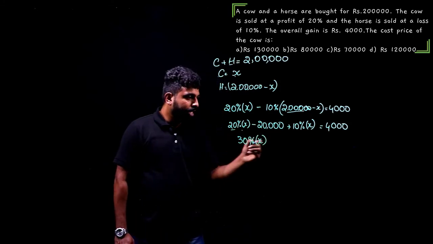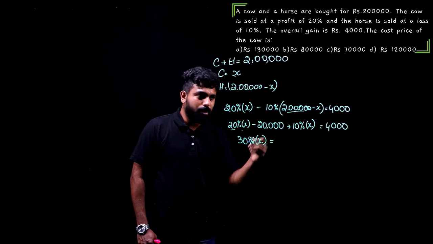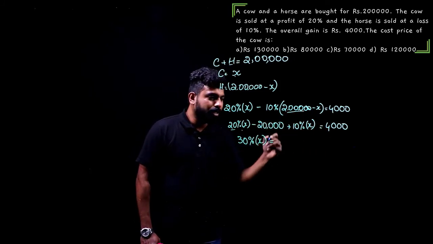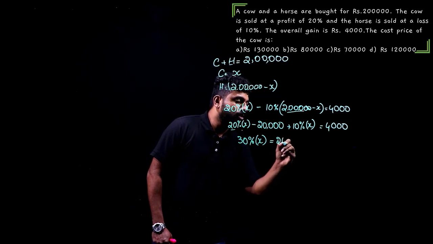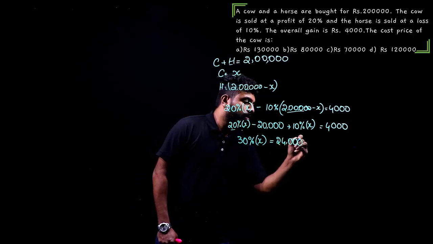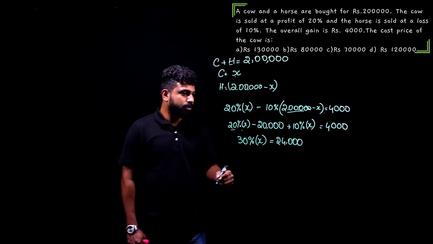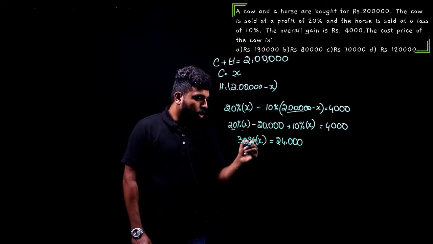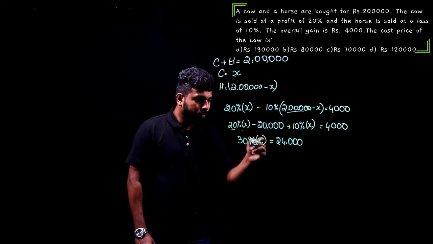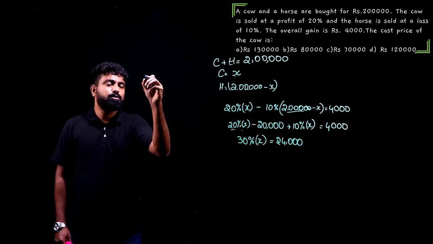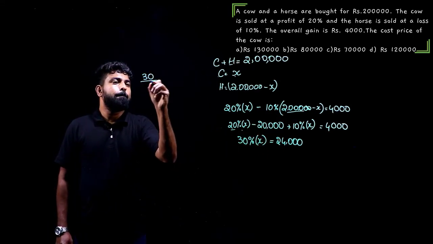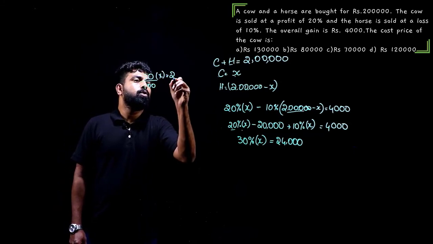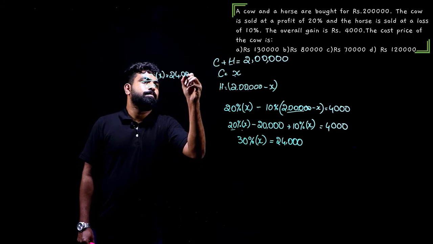30% of X will be equal to, if I take this minus 20,000 to the other side, it becomes plus 20,000. Plus 20,000 plus 4,000, it becomes 24,000. So 30% of X is 24,000. What will be the value of X? 30 by 100 of X will be equal to 24,000.